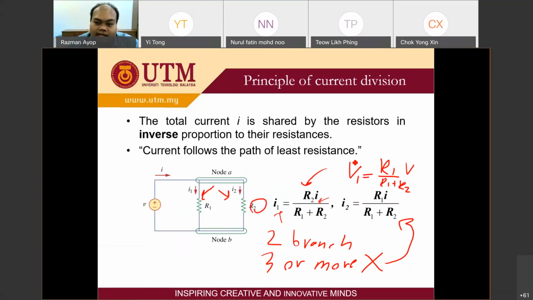For the voltage divider, you follow the same resistor, but for the current divider, you cannot. You have to flip the value. Current division only applies to a parallel circuit, while the voltage divider is for series. So make sure you know how to differentiate and how to use the voltage divider and the current divider.